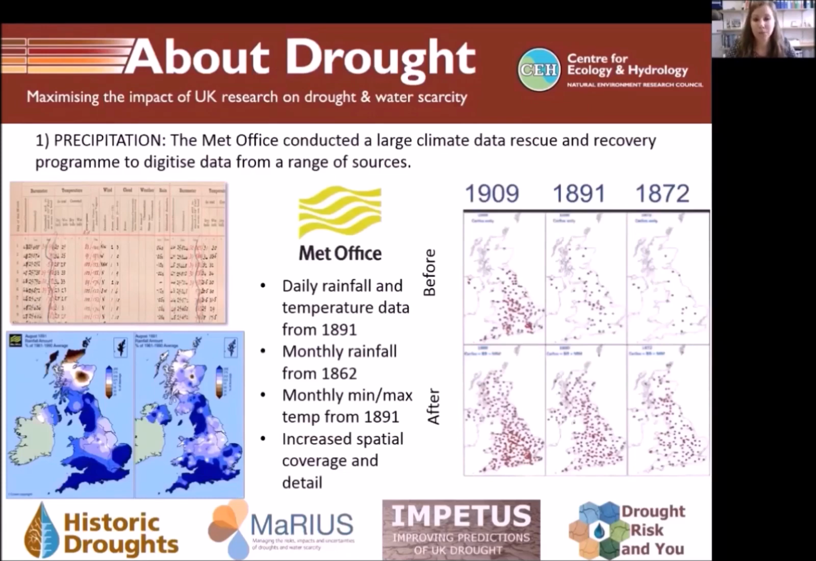They've also managed to produce monthly rainfall data all the way back to 1862, as well as monthly minimum and maximum temperatures from 1891. And this, as you can see in some of these plots, has greatly increased the spatial coverage and the detail of the rainfall data that we've got across the UK. So this has been really useful, and this daily data is what we've been using in our catchment modelling.